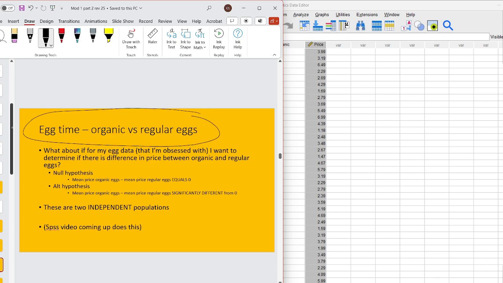But organic versus regular, this is just another example of a two-sample test because organic and regular, and yes, we're taking the same data and dividing it into two different groups in two different ways. That's fine. You can do that. So I'm going to compare the organic and regular. And in this case, again, the null hypothesis is that the organic and the regular are equal and the difference is 0. This is always the null hypothesis in a two-sample independent test. The alternative is that they're significantly different from 0 in either way, and that they're two independent populations because organic and regular, you're either one or the other. They don't overlap.